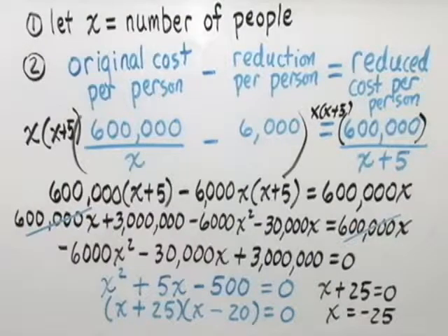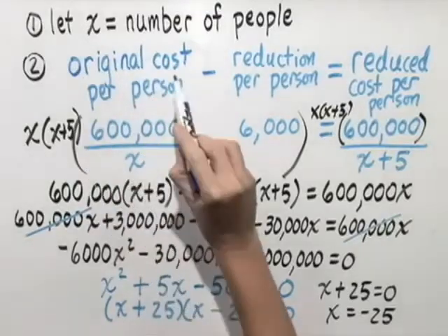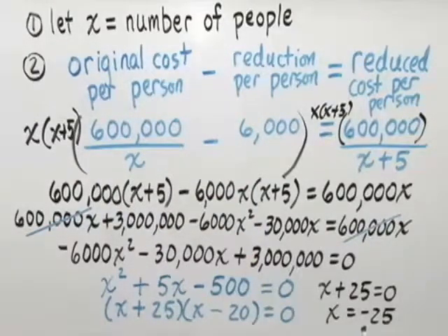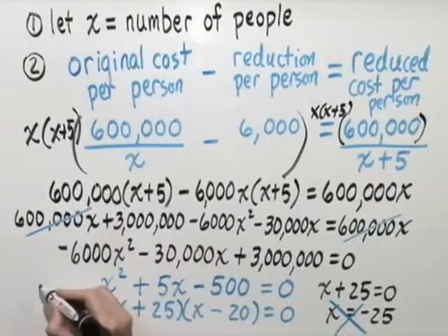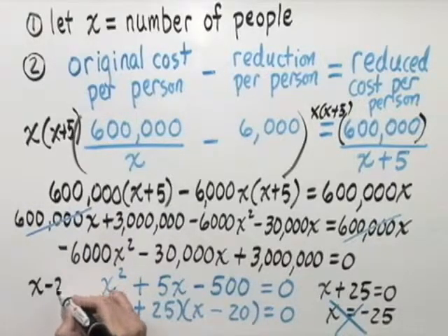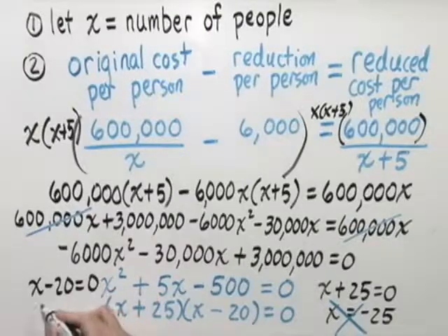I need to discard this solution because I know that x is equal to the number of people in the group. Since I can't have a negative number of people, I'll just discard that first answer. And my second answer will be the answer. I'll put it over here on the left-hand side. If I set x minus 20 equal to 0, I'll get x is equal to 20.